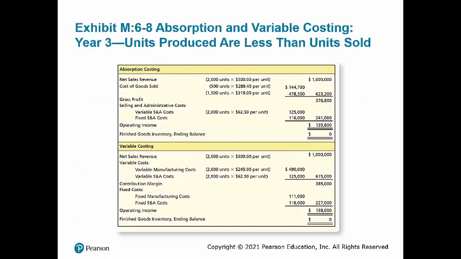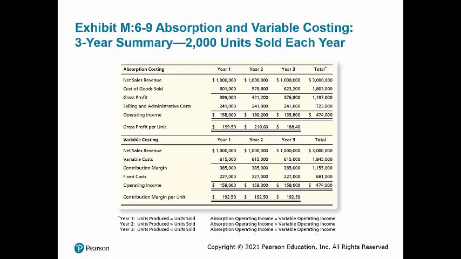This exhibit shows the income statements for Smart Touch Learning for Year 3 under absorption costing and variable costing. When more units are sold than produced, operating income is less under absorption costing. This exhibit summarizes the income statements for the 3 years. In the 3 years illustrated for Smart Touch Learning, the only difference was the number of tablet computers produced in each year. The number of tablets sold, the sales price per unit, the variable cost per unit, and the total fixed costs were the same.